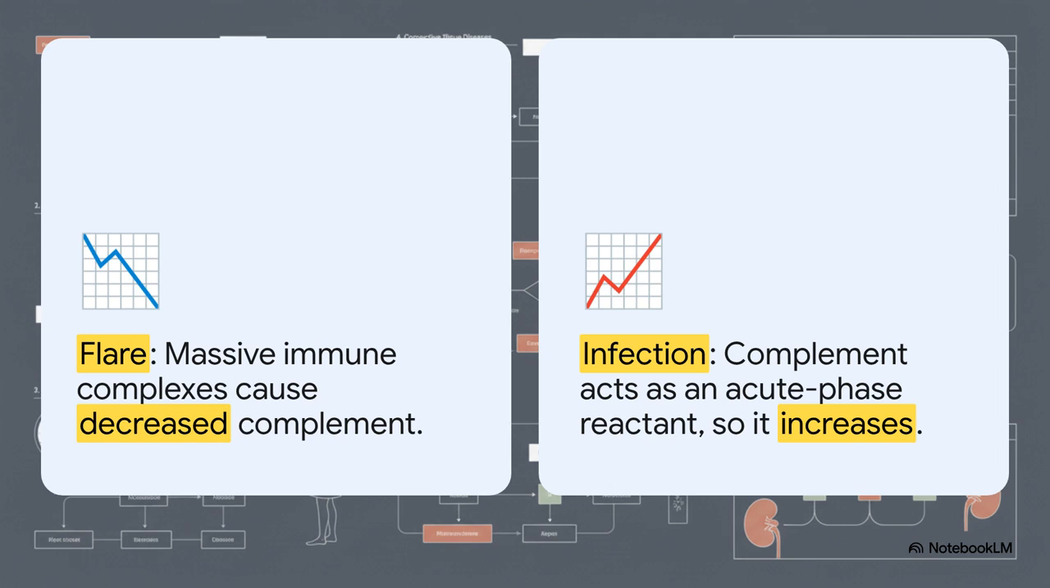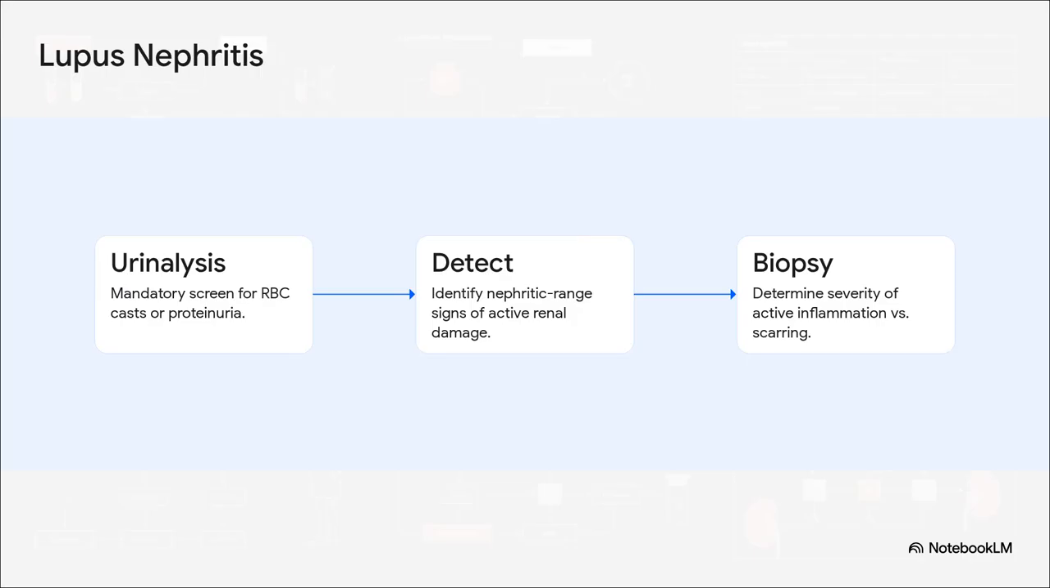On the flip side, complement proteins are acute phase reactants. So if the patient actually has an infection, those levels will rise or at least normalize. Let's talk kidneys. Lupus nephritis is a massive driver of mortality, and the clinical algorithm here is totally rigid. You must screen with a urinalysis.